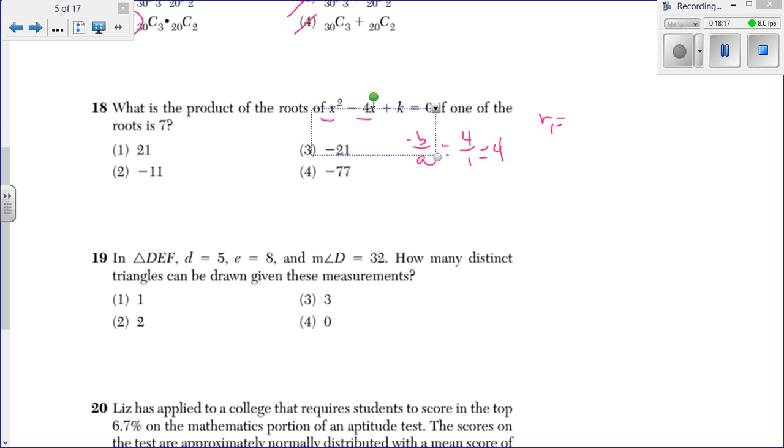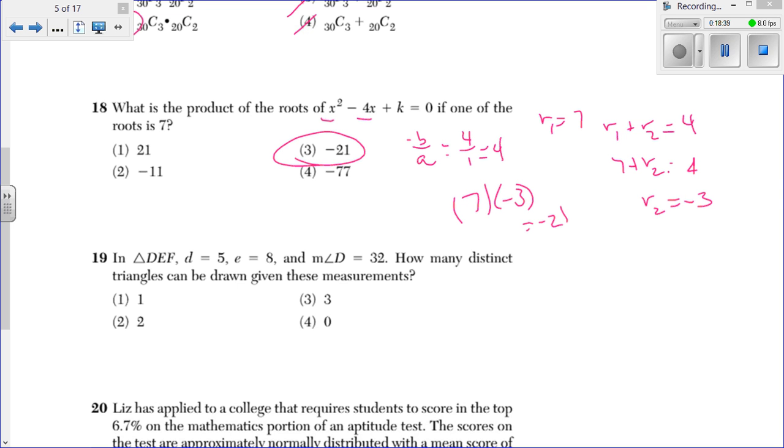If root 1 is equal to 7, root 1 plus root 2 has to be 4. So 7 plus root 2 is equal to 4. So root 2 is equal to negative 3. And the product of my roots is 7 times negative 3, which is negative 21, which is choice 3.